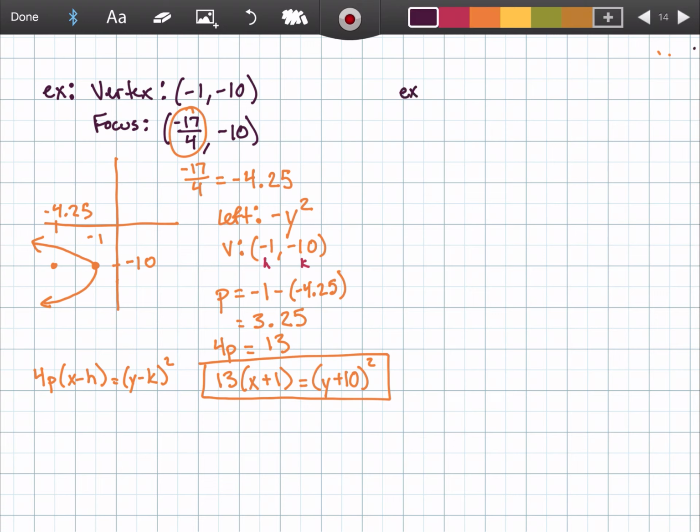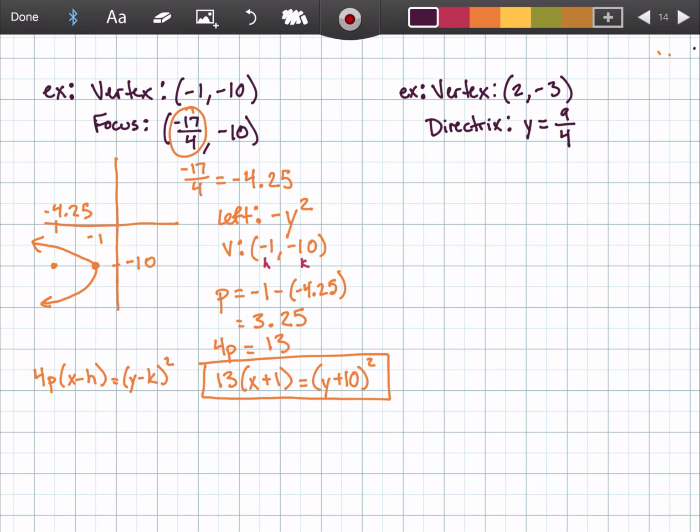Here's another example. Maybe I give you the vertex is at -3, and my directrix is at y equals 9/4.